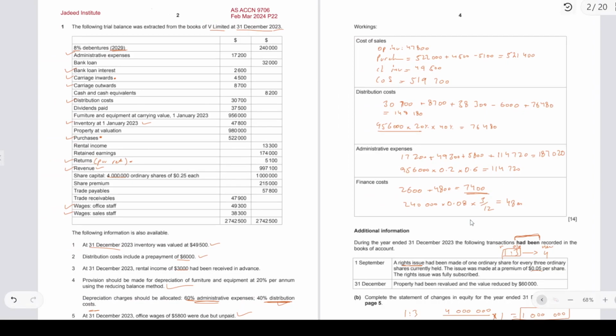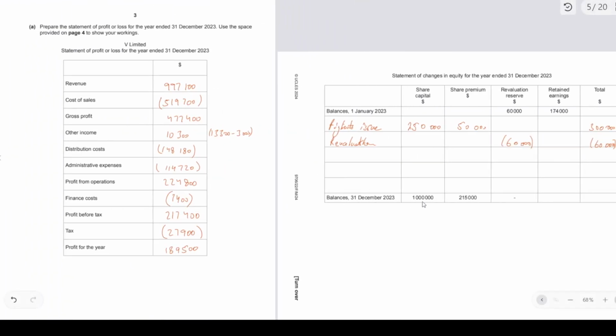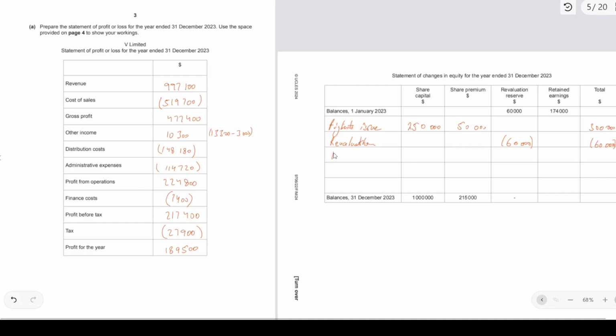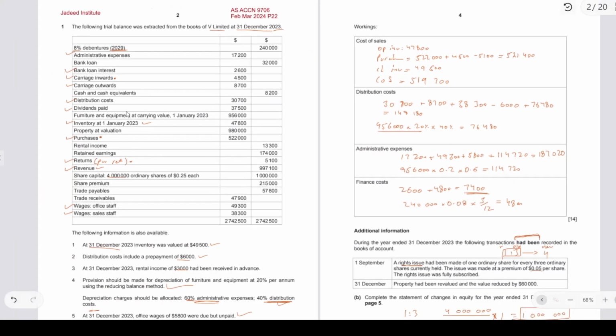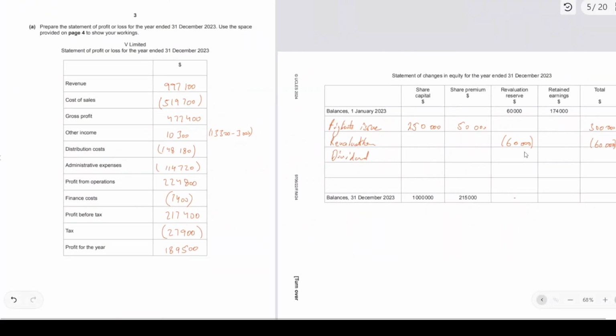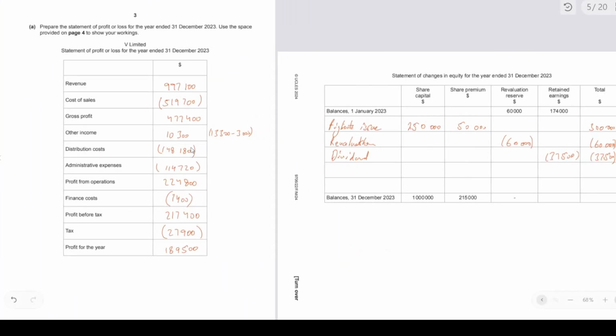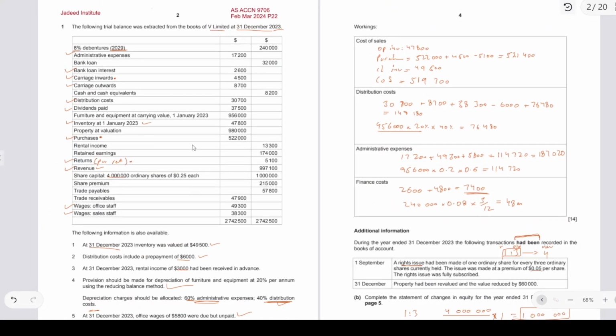What else? Is that it? No. We also have dividend, 37,500. I was almost forgetting that. Dividend. What is it? 37,500. Okay. What else? Retained earnings at the beginning was 174. We know that. It's already there.